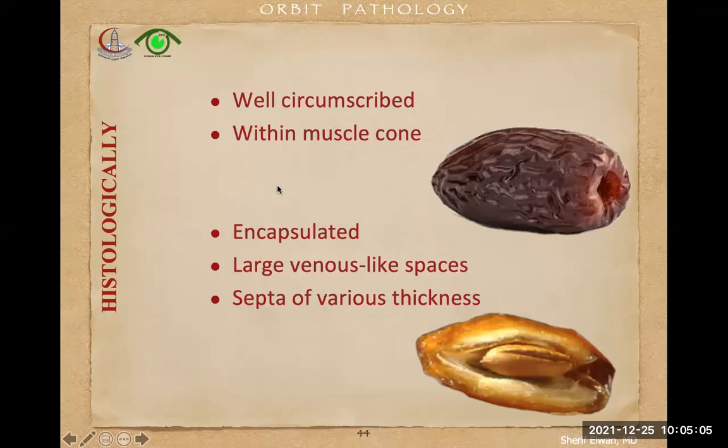So, hemangioma histologically is well encapsulated, very well delineated from the surrounding tissues, like a nucleus of a date.